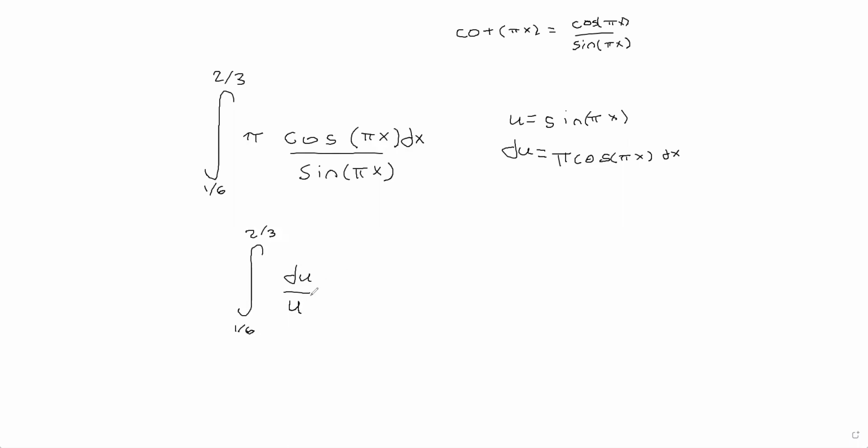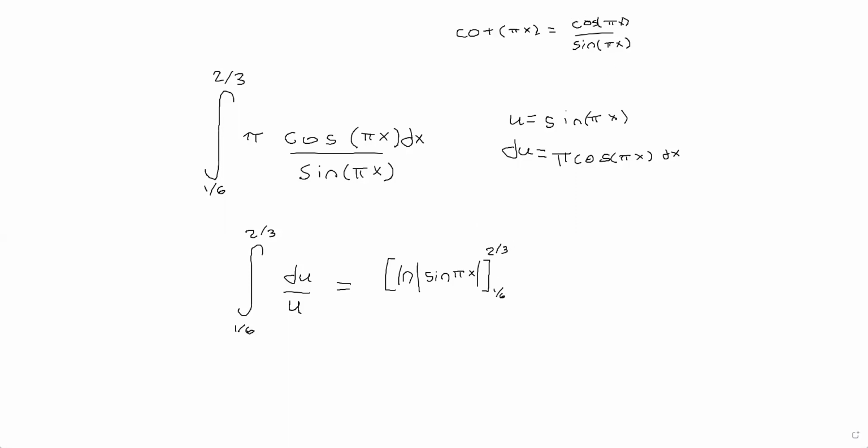So now what we can do is we can take the natural log of this, because we know whenever we have 1 over x, the antiderivative of 1 over x is natural log of x. So naturally the antiderivative of 1 over u is natural log of u. Natural log of sine pi x going from 1/6 to 2/3.